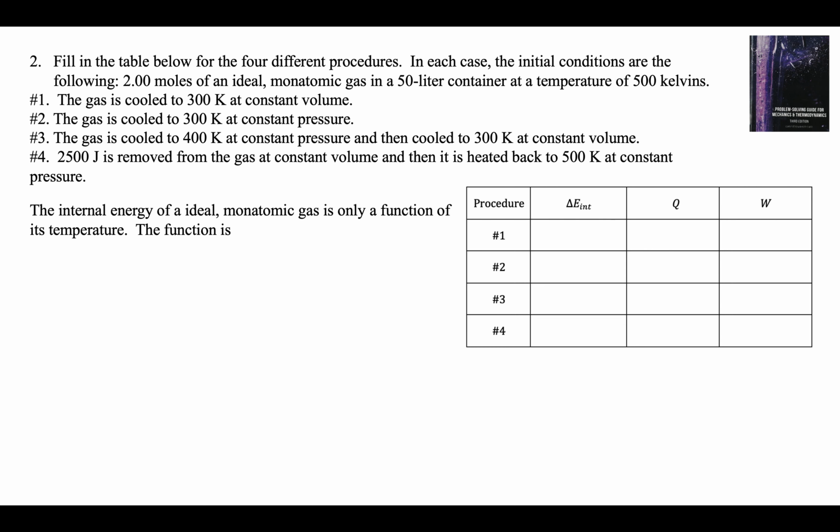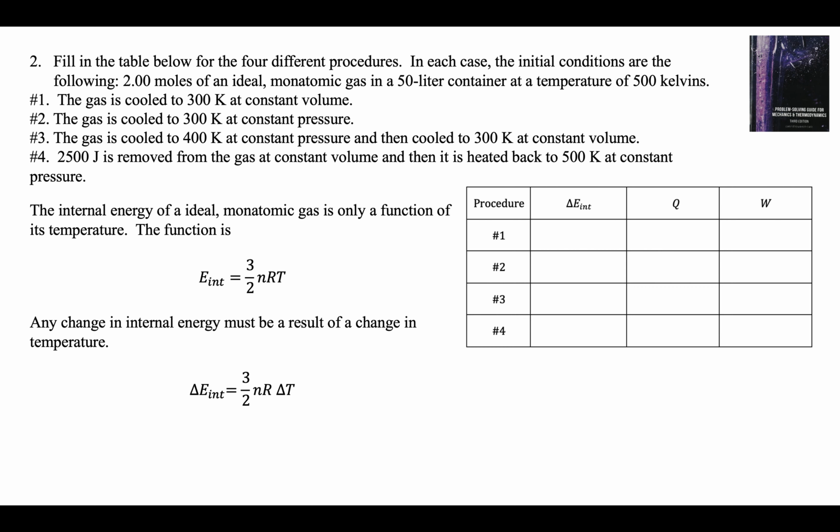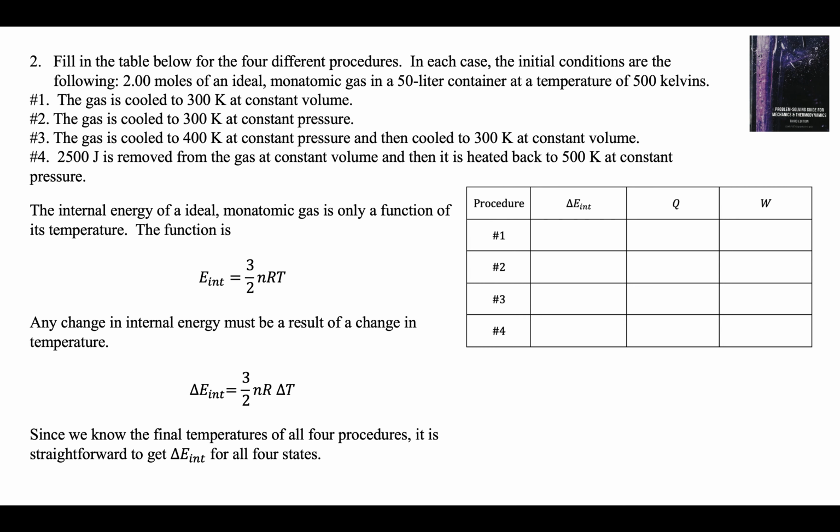The internal energy of a monatomic ideal gas is only a function of its temperature. The function is 3/2 nRT. There's no pressure, no volume in there. Any change in internal energy must be a result of a change in temperature. If the temperature doesn't change, the internal energy doesn't change. We know the final temperatures of all 4 procedures. We know the initial temperature. We can get delta E internal for all 4 states right off the bat.